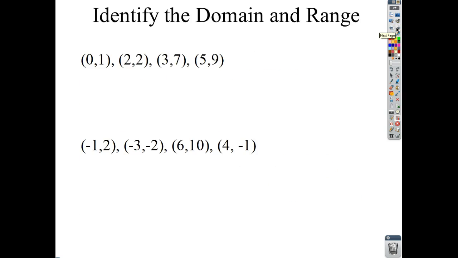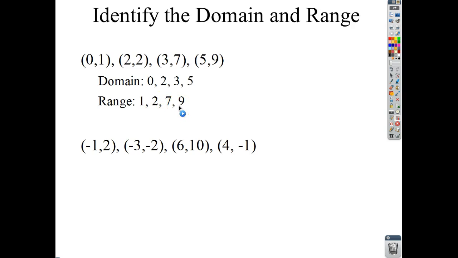I want you to go ahead and identify the domain and range. First identify the domain for that first one, and then identify the range for the first set of numbers. Go. Hopefully in this first one, you saw that your domain was 0, 2, 3, and 5, all the x coordinates. And then my range would be 1, 2, 7, and 9.